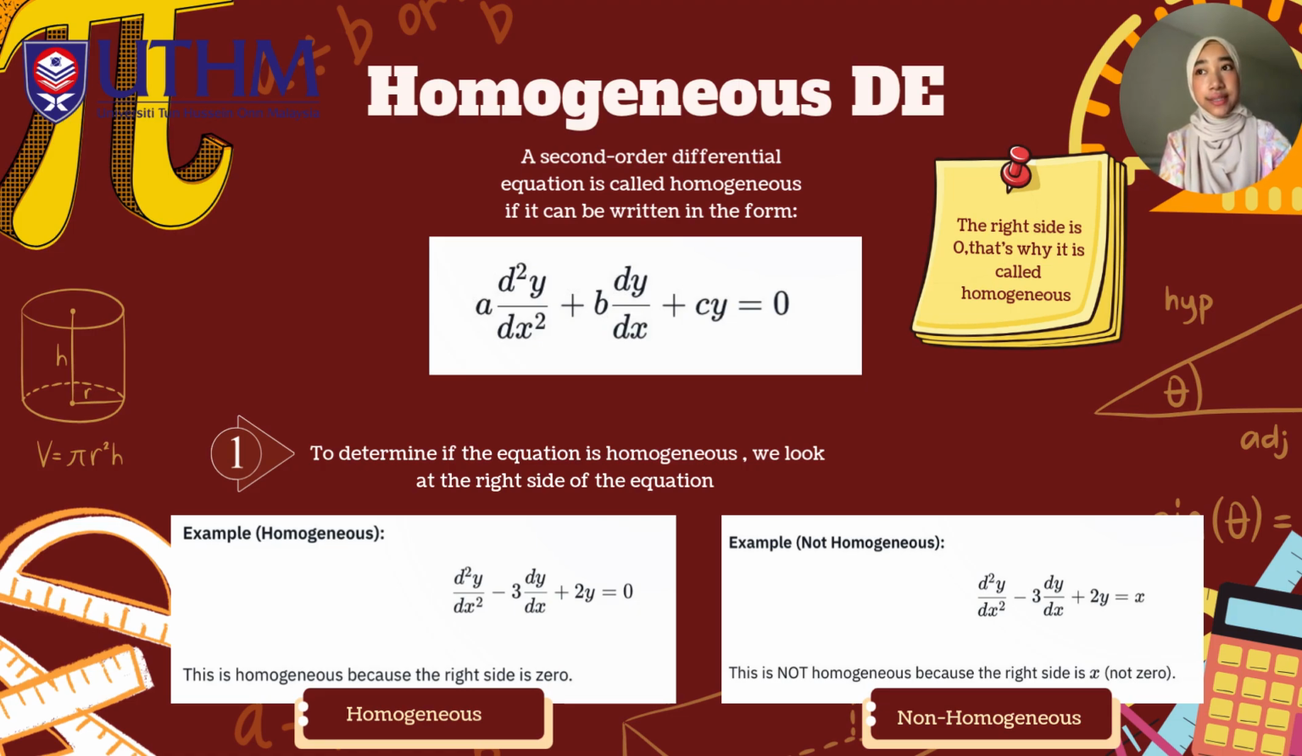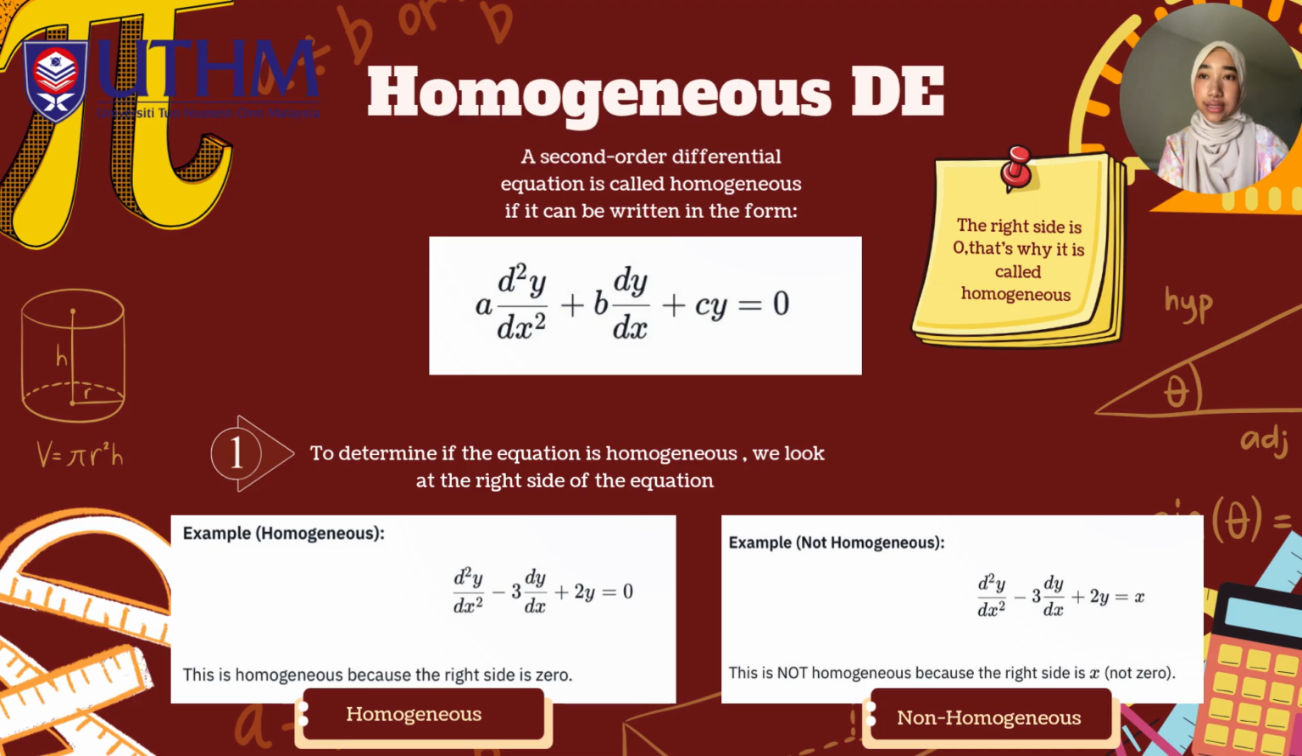So I'm going to explain about homogeneous differential equations. Basically it is a second order differential equation that has this type of equation, and the right side has to be 0. That's why it is called homogeneous.